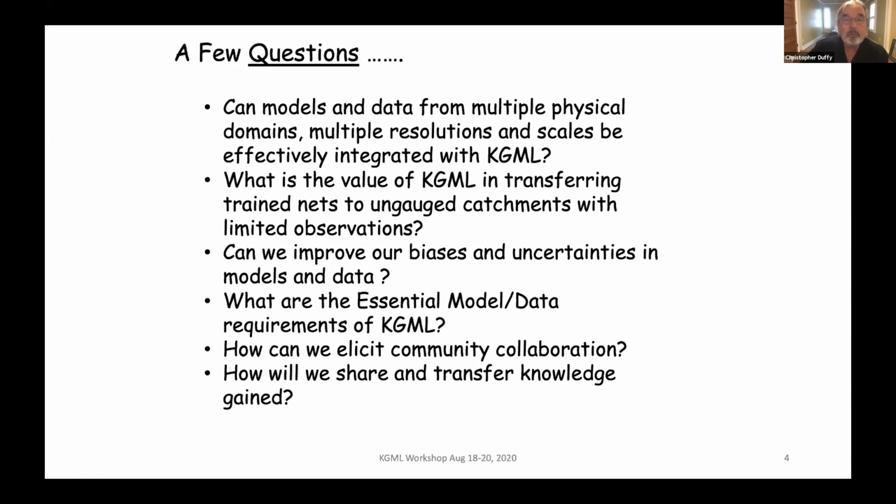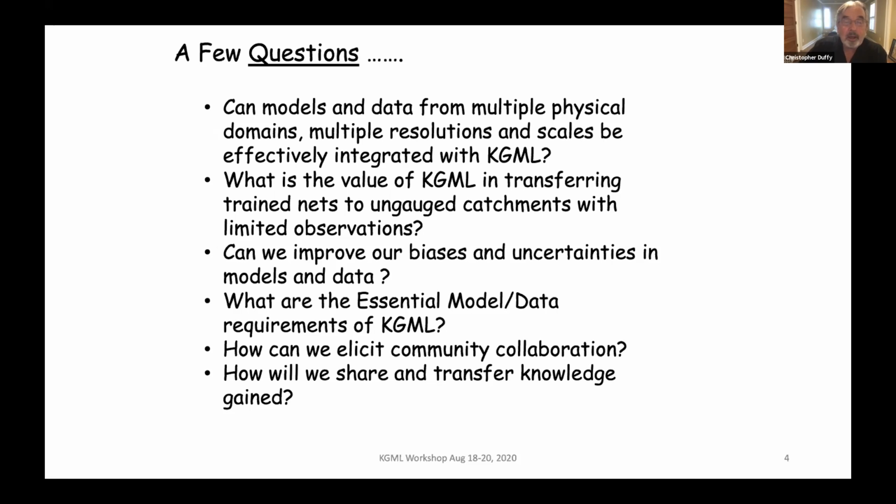Can models and data from multiple physical domains, multiple resolutions and scales be effectively integrated in KGML? And from some of the talks we've heard today, that question may already have been answered. I don't know. What is the value of KGML in transferring trained nets to ungauged catchments? Still an issue, but again, there's some promising aspects of the earlier talks. Can we improve our biases and in particular uncertainties in the model? Once again, we're hearing that some of these things are well on their way.